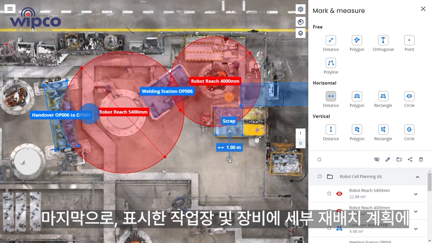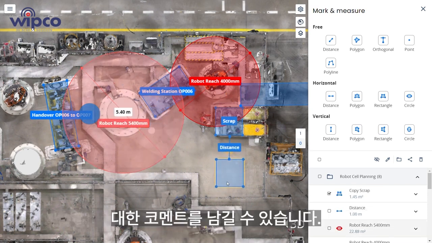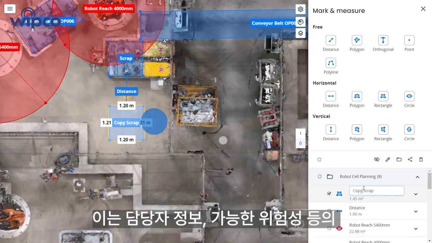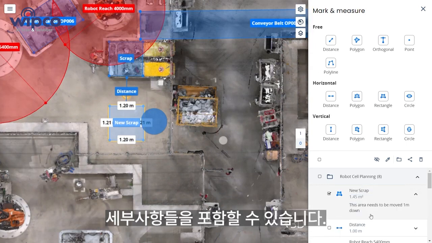Finally, you can add comments to the marked workplaces and equipment for a detailed relocation plan, including details such as responsible stakeholder, potential risks, and more.